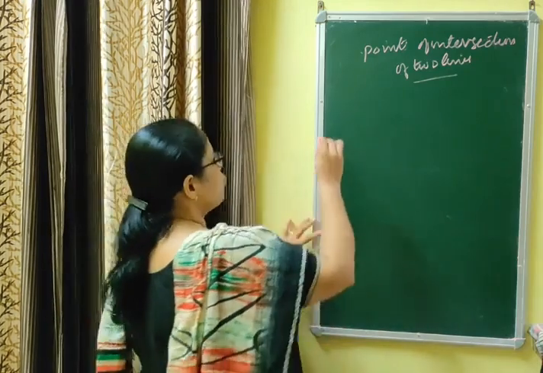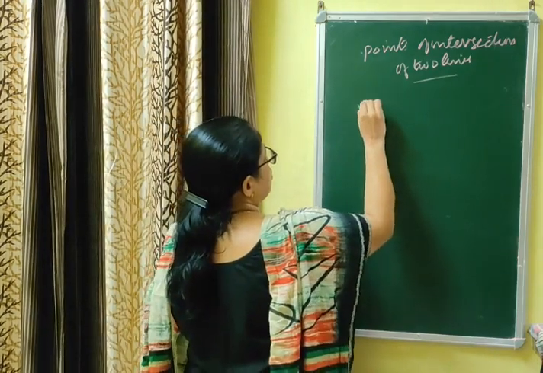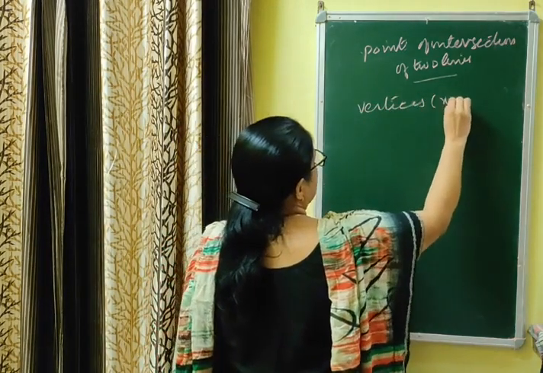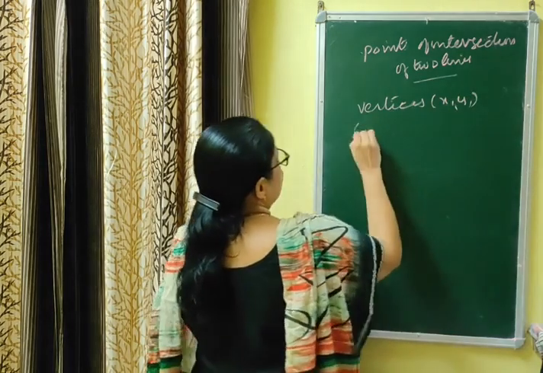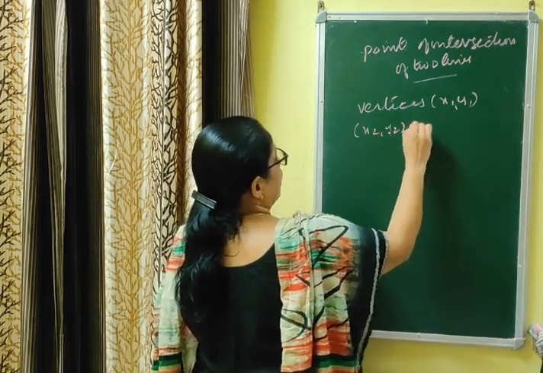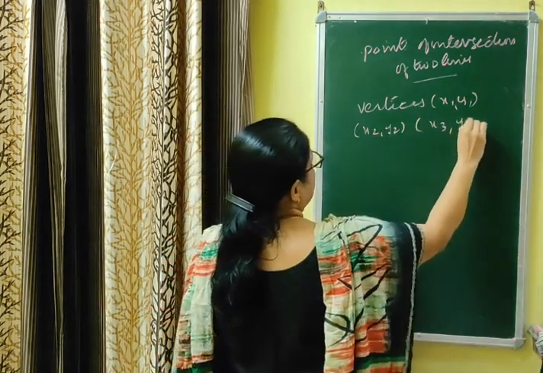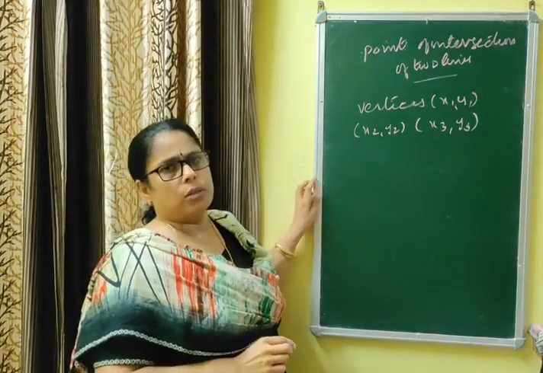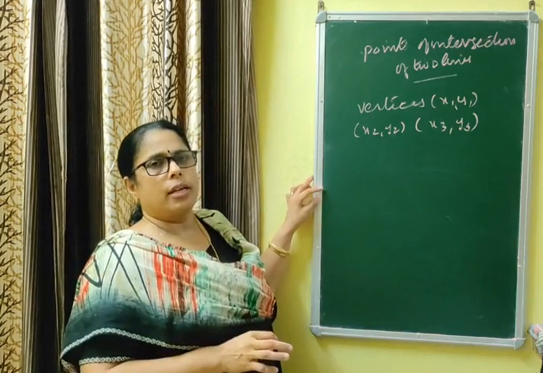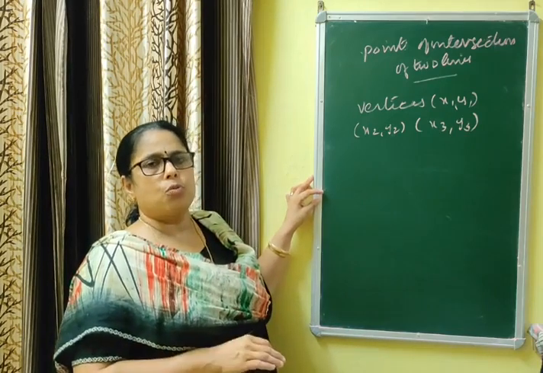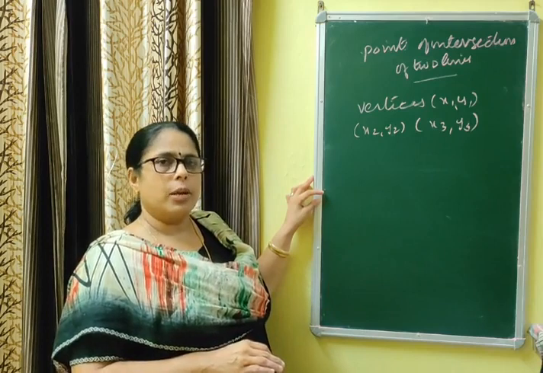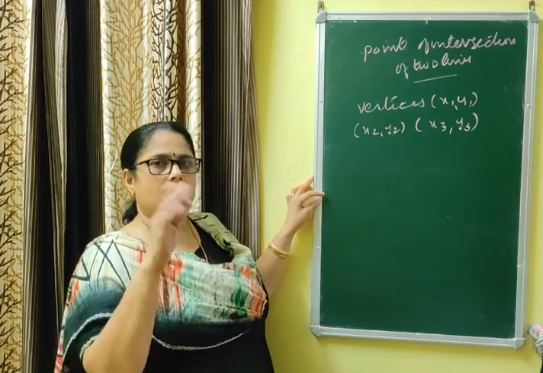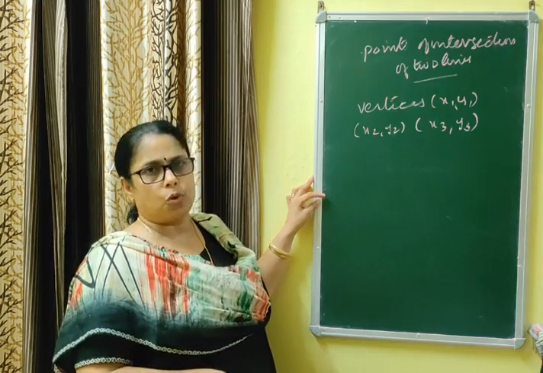Next topic: if you know the vertices of a triangle as x1 y1, x2 y2, x3 y3, how can you find its area? One method is to use the formula half into mod of x1 into (y2 minus y3) plus x2 into (y3 minus y1) plus x3 into (y1 minus y2). That is an outdated formula for you.